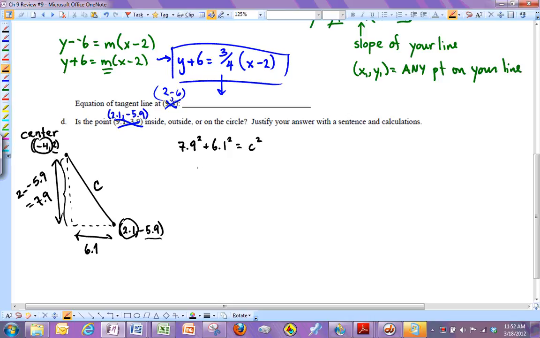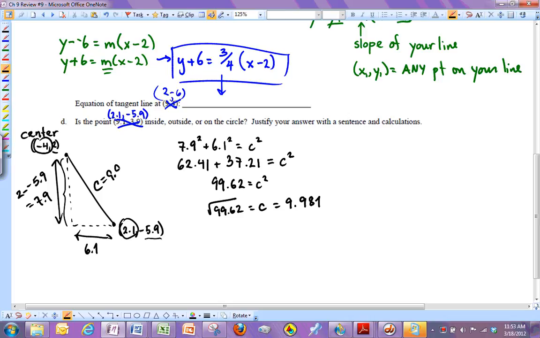I believe, let's see, do I have a calculator here? Here it is. So 7.9 squared is 62.41. 6.1 squared is 37.21. If we add those together, we get 99.62 equals C squared. Take the square root, and we get C, which is 9.981 with a little bit of rounding there.